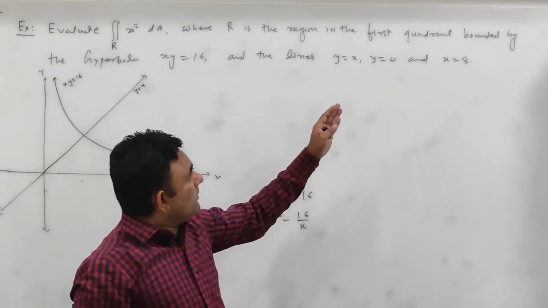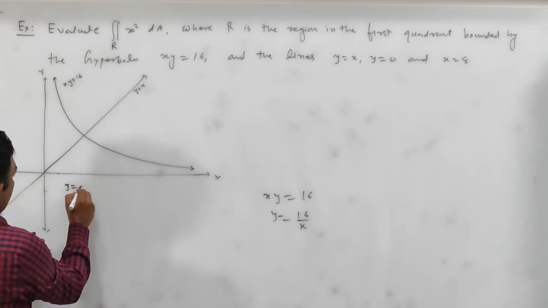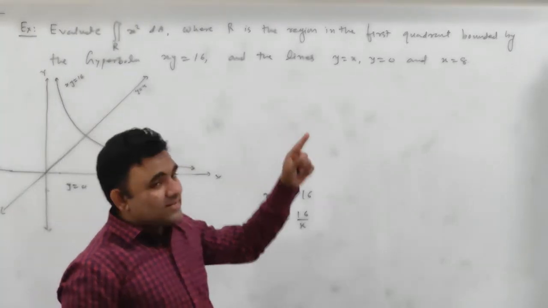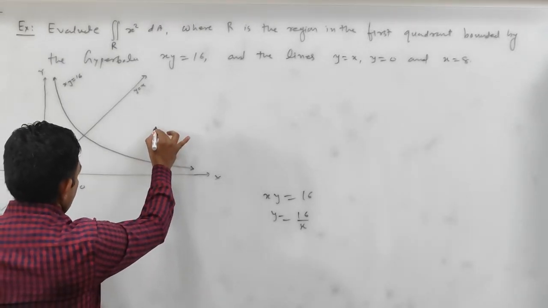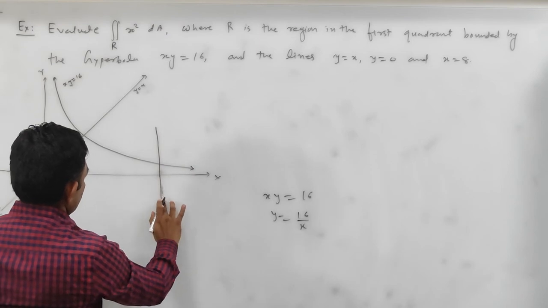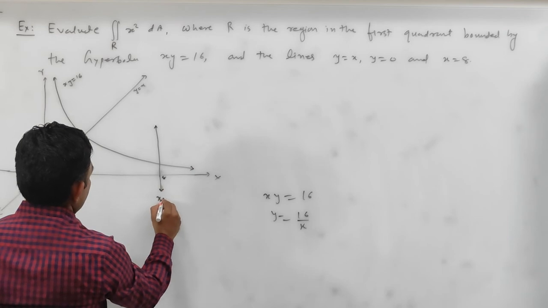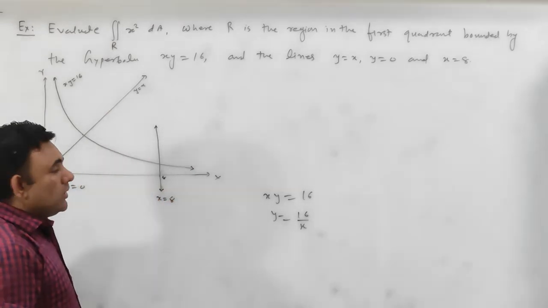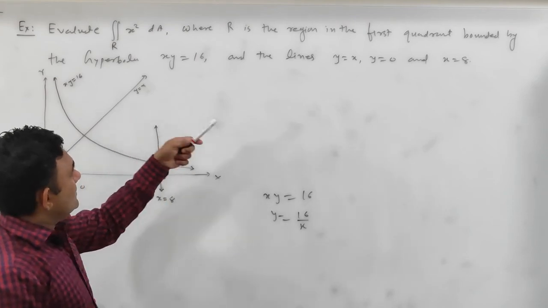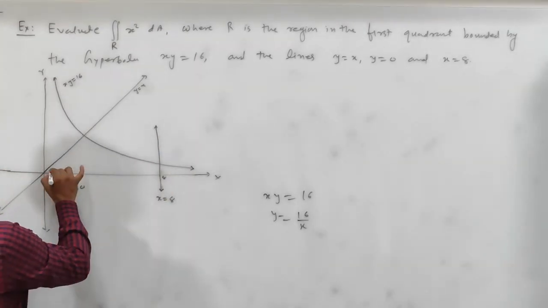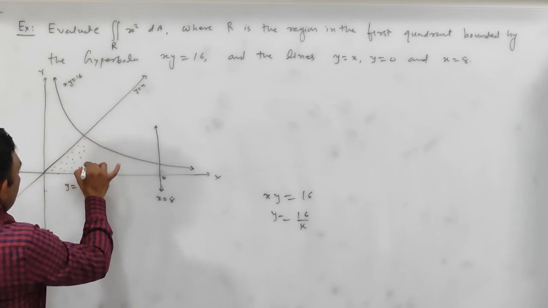Now the third one is y equal to 0. Y equal to 0 means it is the x axis. And then x equal to 8, so 8 will be somewhere here, and x equal to 8 will be a line perpendicular to the x axis, like this. So the region bounded by these curves in the first quadrant is my region of integration.